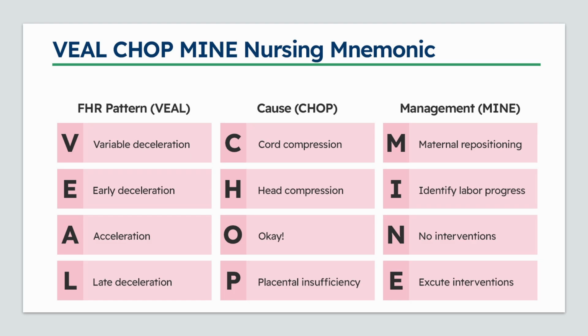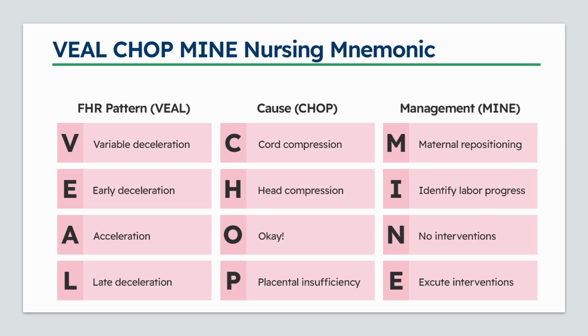Our next fetal heart rate pattern stands for the E for an early deceleration. This is caused by head compression. And all we need to do for this is we can identify her labor progress. Okay, we don't need to reposition. We don't need to do any other interventions. We can check mom if we want and see what her cervix is at. A stands for an acceleration. These are okay and no interventions are needed.